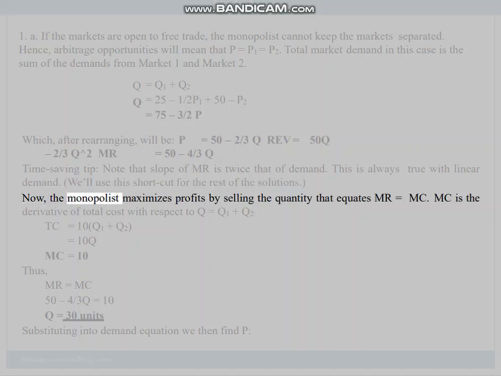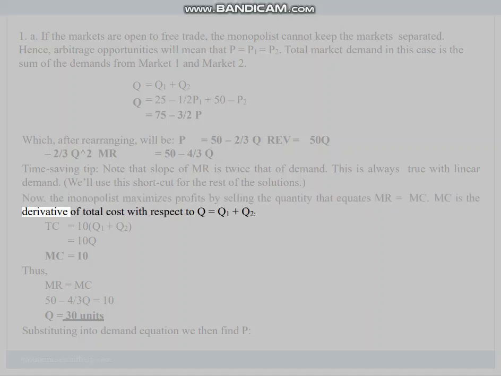Now, the monopolist maximizes profits by selling the quantity that equates MR = MC. MC is the derivative of total cost with respect to Q = Q1 + Q2. TC = 10(Q1 + Q2) = 10Q, so MC = 10. Thus, MR = MC: 50 - 4/3 Q = 10, Q = 30 units. Substituting into the demand equation we then find P.